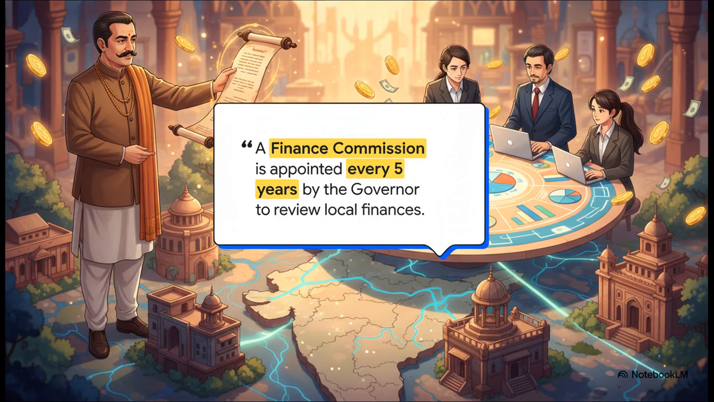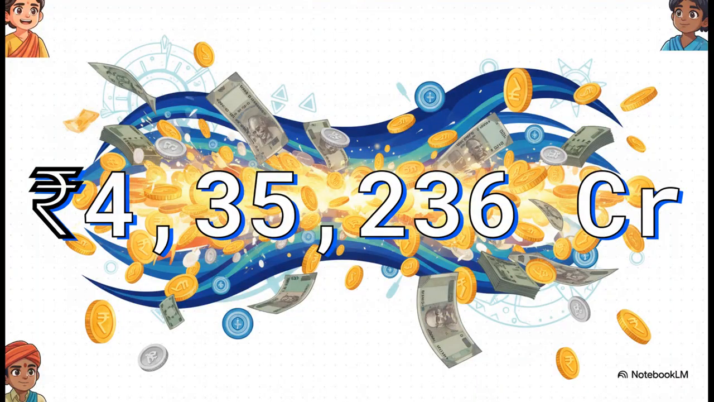Second, funding. Because let's be honest, power without money is pretty meaningless. So, the Constitution has this brilliant mechanism built right in. It requires every state governor to set up a finance commission every 5 years, and its only job is to figure out how to share the state's tax money with the local bodies, to make sure they actually have the funds to get things done. And we are talking about serious money. For the 5-year period from 2026 to 2031, the Central Finance Commission has recommended a grant of over 4.35 lakh crore rupees. To put that in perspective, that's roughly $52 billion US. That's a massive financial empowerment of local governance right there.